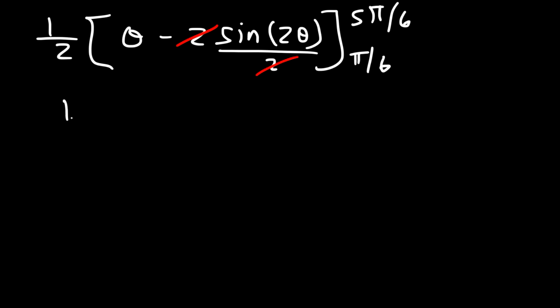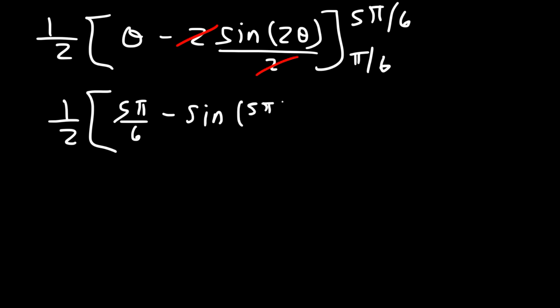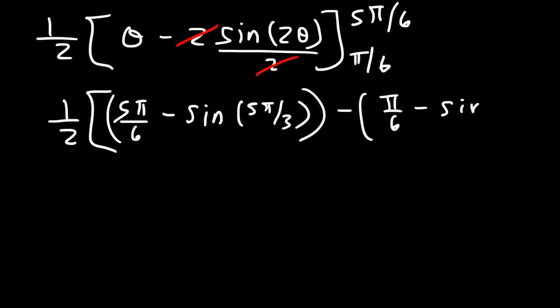And so now it's going to be 1/2. If we plug in 5 pi over 6, we're going to get this, and then minus sine 2 theta. So 2 times 5 pi over 6, that's 10 pi over 6. And 10 pi over 6 reduces to 5 pi over 3. So we're going to have sine 5 pi over 3. And then it's going to be minus pi over 6, and then minus 2 times pi over 6 is pi over 3. So sine pi over 3.